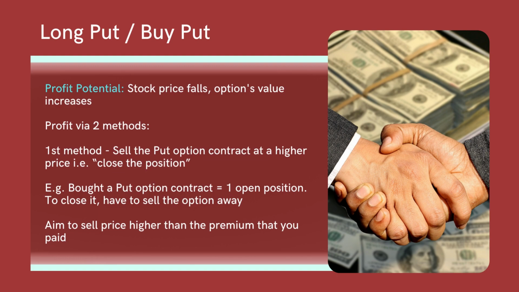In essence, you can profit through 2 methods. The first method is you can sell the put option contract that you bought earlier at a higher price. This is what we call closing the position. Here's a simple explanation. When you buy an option contract, you will have one open position. And to close this open position, you will have to sell the option away. But of course, you would want to sell it at a price higher than the premium that you paid.